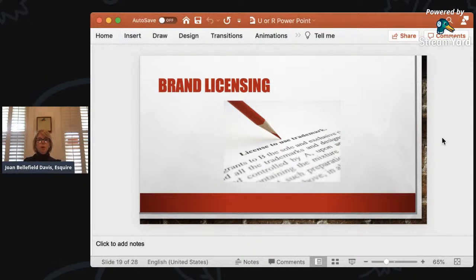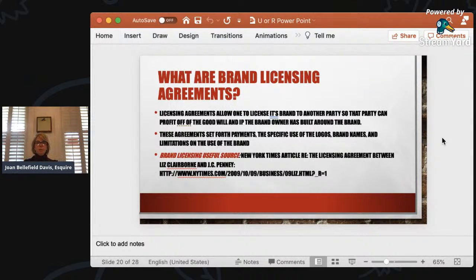Okay, another area of law and fashion that you're going to come across if you are practicing in the fashion arena in the US, it's huge. It's brand licensing. With brand licensing agreements, you're basically licensing the intellectual property. So they allow one party to license its brand to another party, so that party can profit off of the goodwill and the intellectual property that's protected of the brand. The agreement sets forth payments, the specific use of logos, brand names, and limitations on the use of the brand.